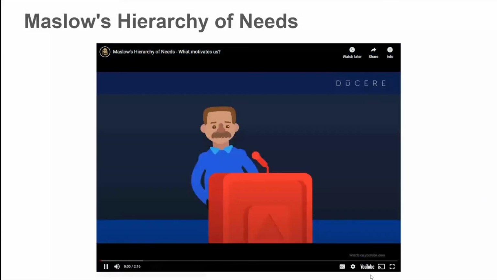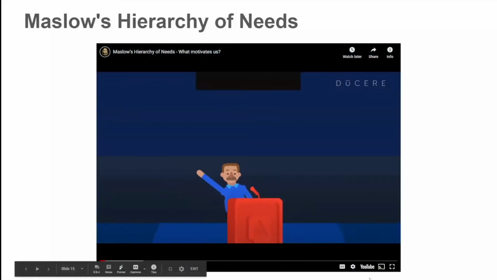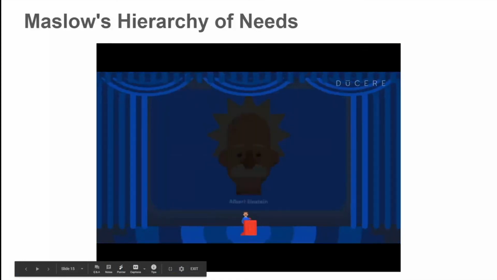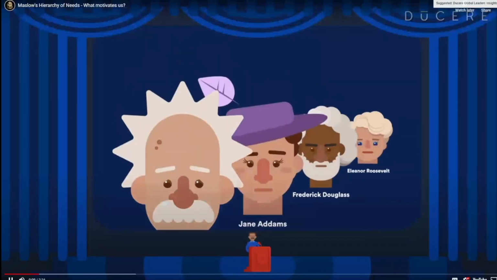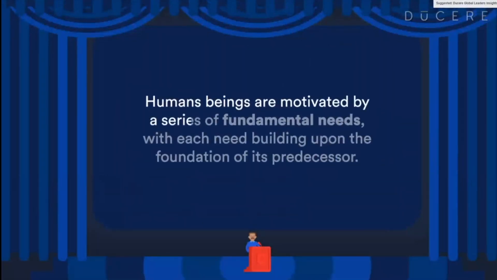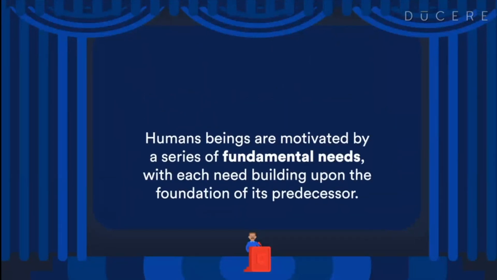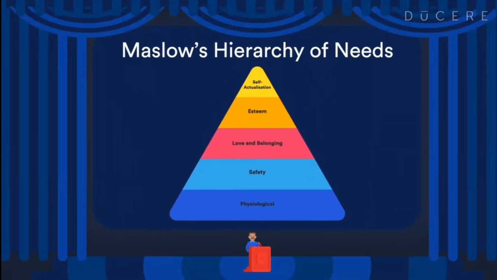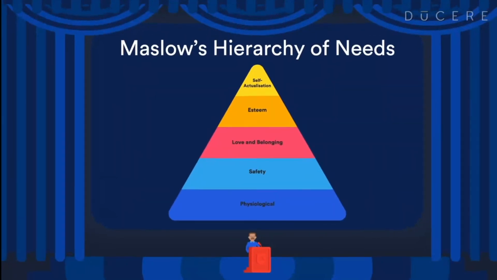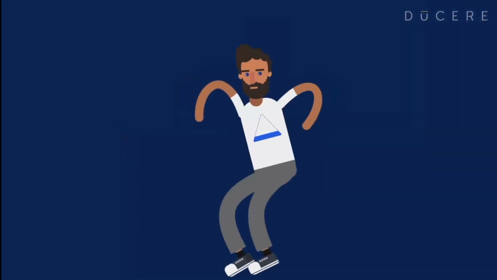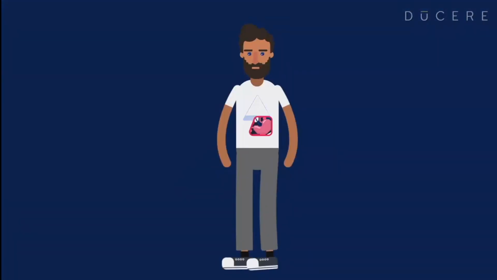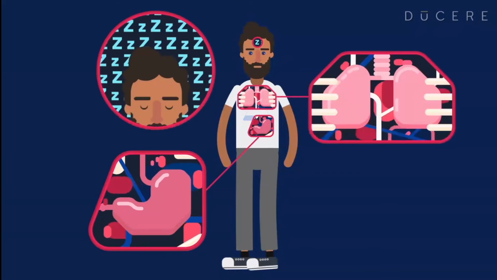In 1943, Abraham Maslow resolved to explain human motivation. After he studied a series of exemplary people, he developed a theory that human beings are motivated by a series of fundamental needs, with each need building upon the foundation of its predecessor. This theory was labeled Maslow's hierarchy of needs. At the base level is physiological needs. These are the basic needs of the body, such as to eat, sleep, and breathe.